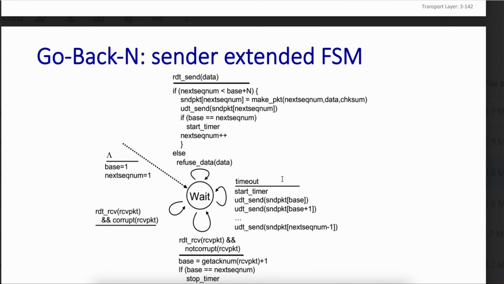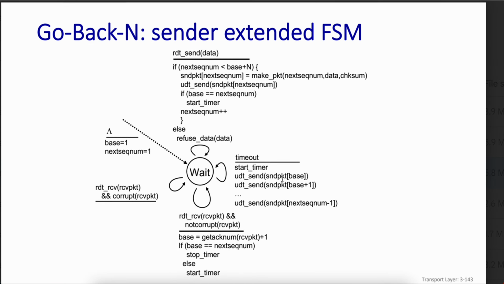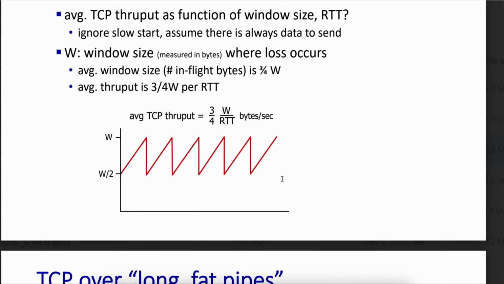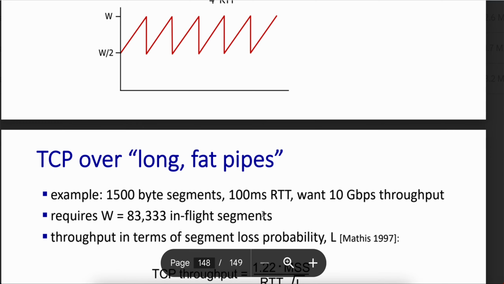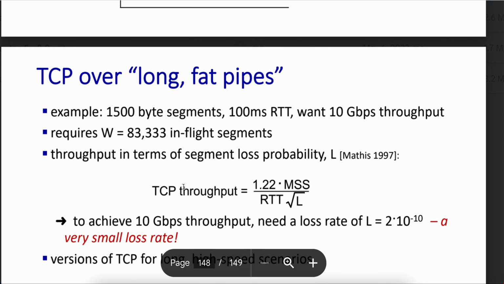Summary. Yeah, you see, Go-Back-N is very important. TCP throughput: yeah, you need to know why. Okay, this is also important. You need to know all the pictures. This long fat pipe is not very important. You just need to understand the reason.